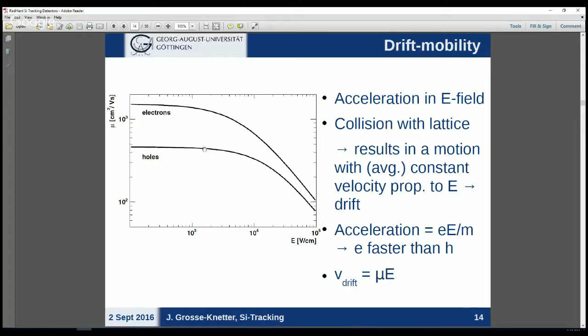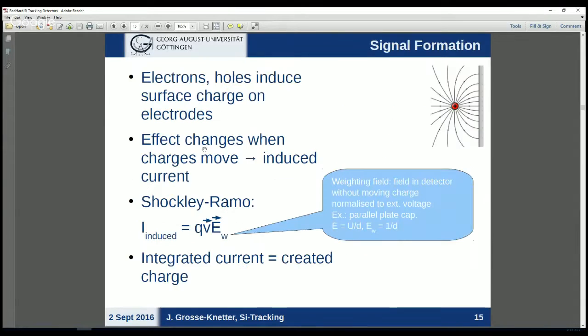You have the charge carriers from your ionization. We have the electric field that is already applied. And as a net result, we get the electrons and holes drifting towards the opposite electrodes, to be precise, because they have opposing charge. Holes are positive, electrons are negative.